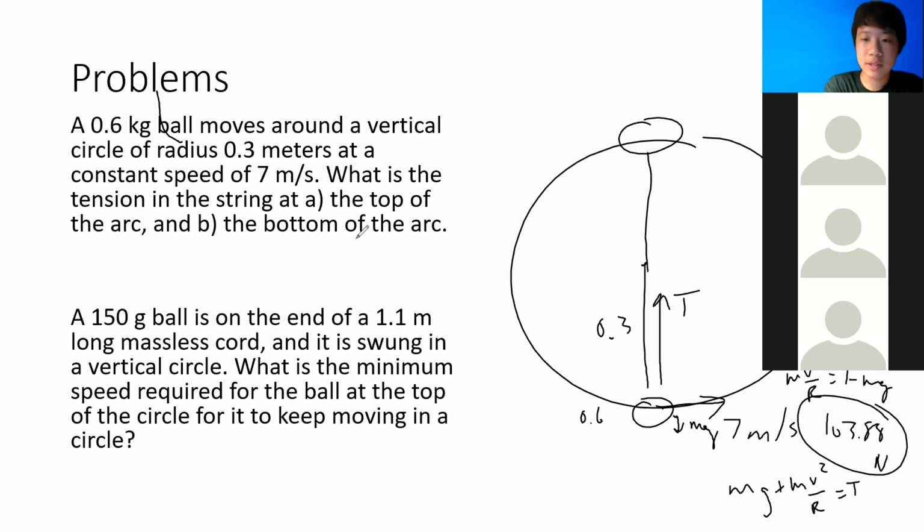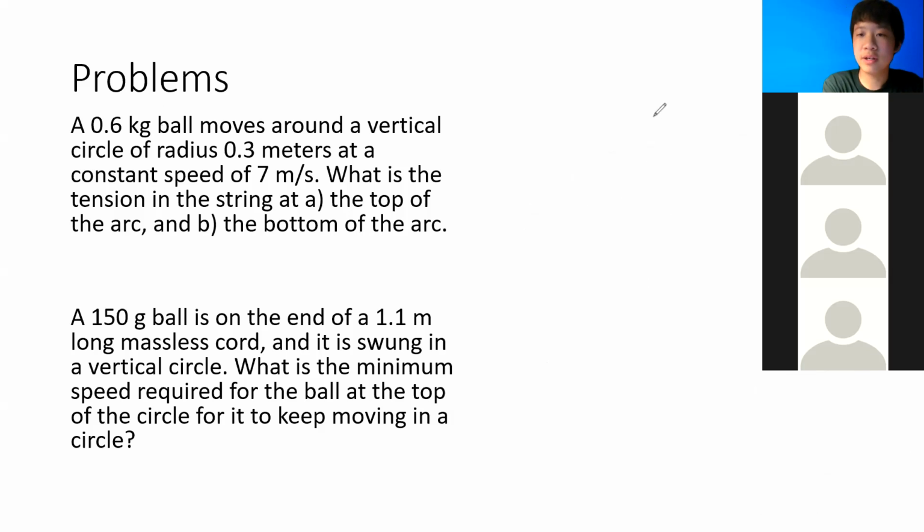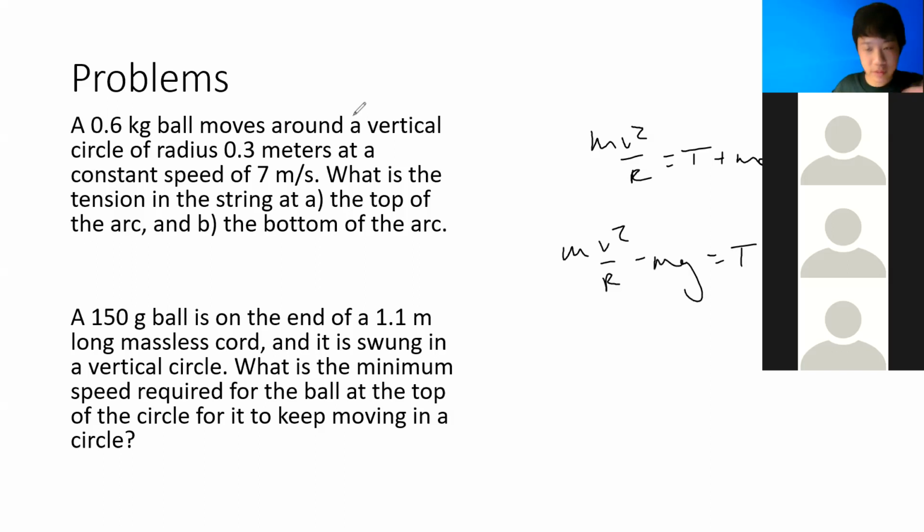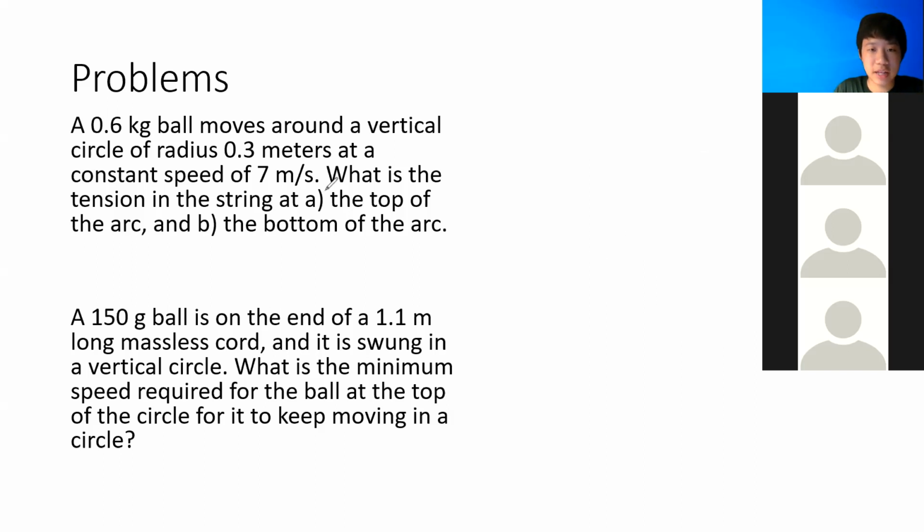What about at the top? Tension is pulling it down. Gravity is helping it. So mv squared over r equals tension plus mg. Moving mg to the other side, we have mv squared over r minus mg equals tension. Plugging in values there, I think it's 92.12 newtons. Okay. So now for the next question.